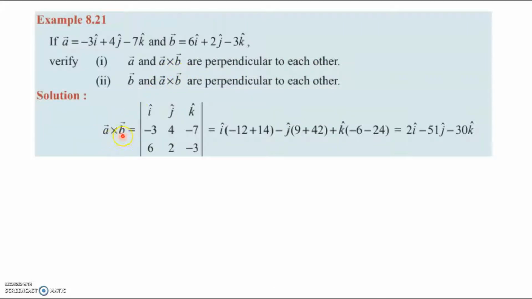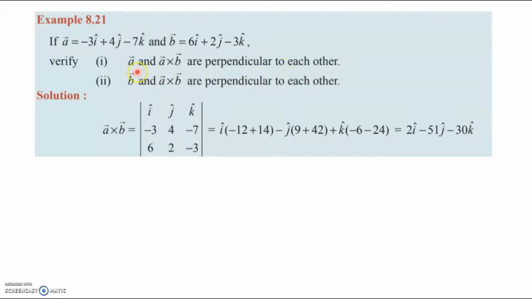So A cross product with B can be written as the determinant of I cap, J cap, K cap, and the coefficients of I cap, J cap and K cap of A and B. So further solving this, you get A cross B as 2 I cap minus 51 J cap minus 30 K cap.